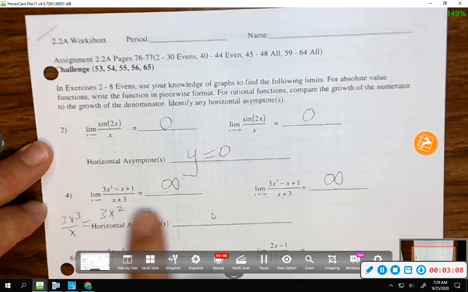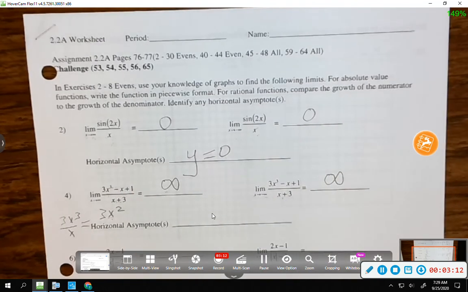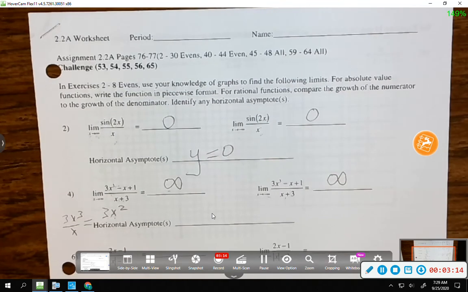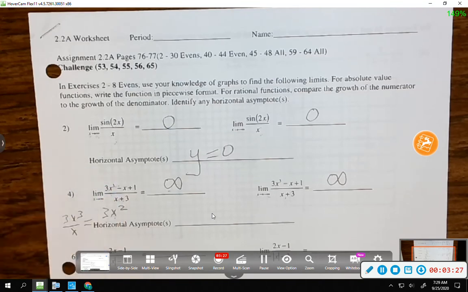So it's still going to go to positive infinity. Really, you can summarize these rational situations in this fashion. If the degree in the numerator is larger than the degree in the denominator, the limit as x approaches plus or minus infinity is always going to be either positive infinity or negative infinity. If the difference in the degrees is an odd number, one will go to positive infinity, one will go to negative infinity.